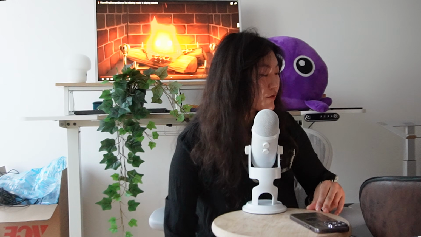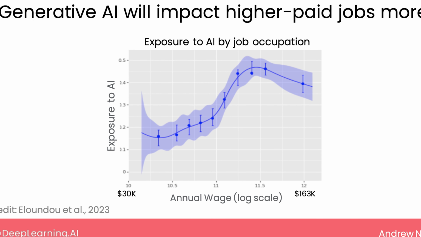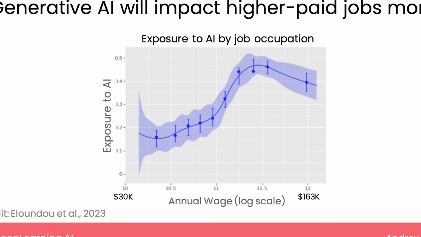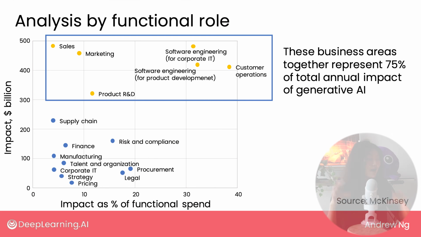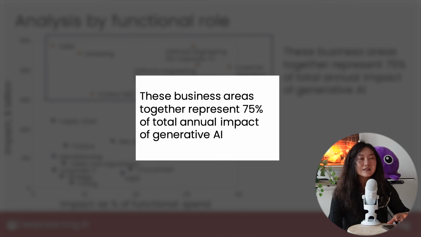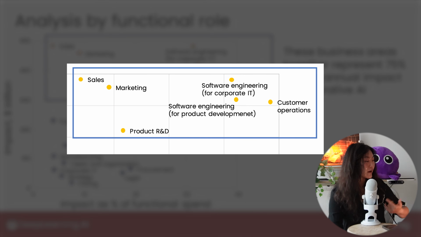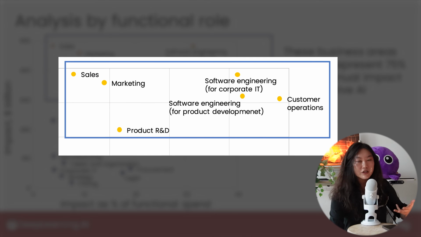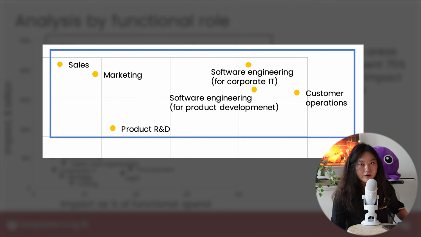There's a research study from 2023 by Eloundou et al., which showcases that Gen AI will overall impact higher paid jobs more than lower paid jobs, because most of the impact will be on knowledge workers. A McKinsey report shows that 75% of total annual impact of generative AI is just on 6 different functional roles, which are sales, marketing, product R&D, software engineering for product development, software engineering for corporate IT, and customer operations.